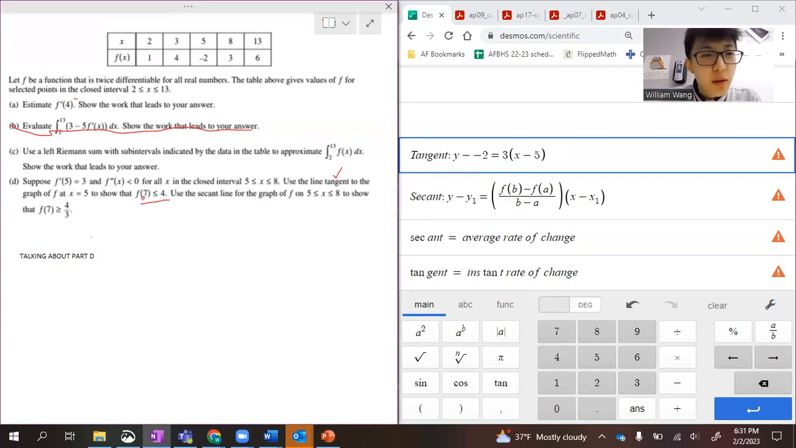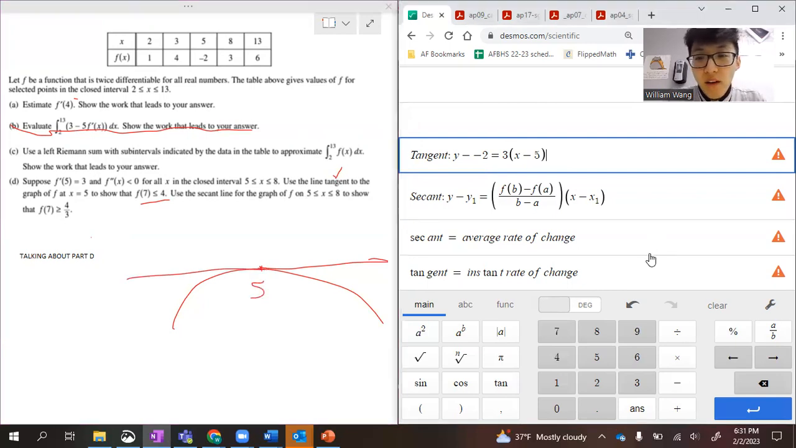Well, what do I know about my function? I know that the second derivative is less than 0. So I know my function is concave down. It's going to look like this, right? My function is concave down. What else would I know? I would know that if it's concave down and I drew a tangent line, let's say a tangent line at 5.